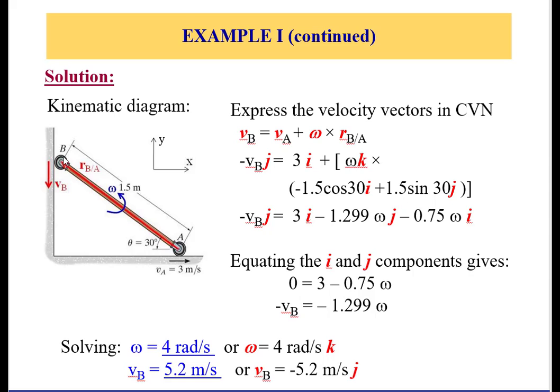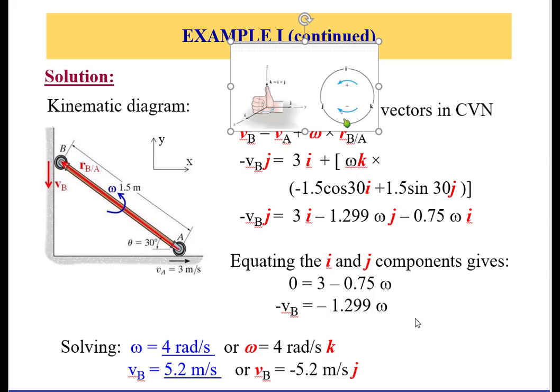So RB relative to A means I'm drawing a vector that has its tail on A and head on B. This vector simply has two components: 1.5 cosine 30 going to the left, so negative 1.5 cosine 30 i, and a component upward, 1.5 sine 30 j. Now, to perform the cross product between omega k and that vector, you distribute.